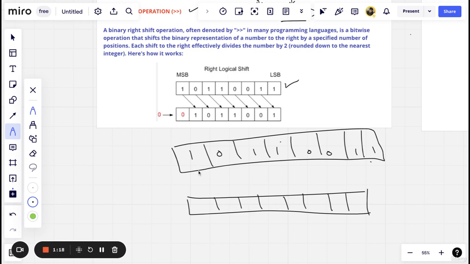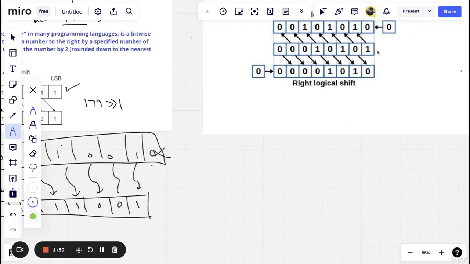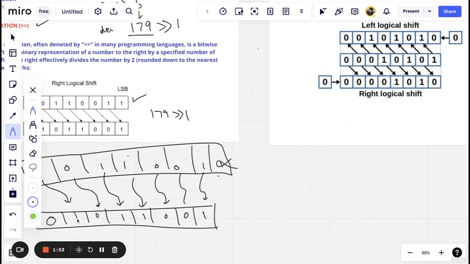Okay, so now let us start from this position. Let us say we shift the 179 by 1. The bits of 179 number by 1. So this will come here. This will come here. This will come here. This will come here. This will come here. This will come here. And this will be discarded, and we will add 0 to the left. As we were doing in the left shift, where we were adding 0 to the right, here we will add 0 to the left.